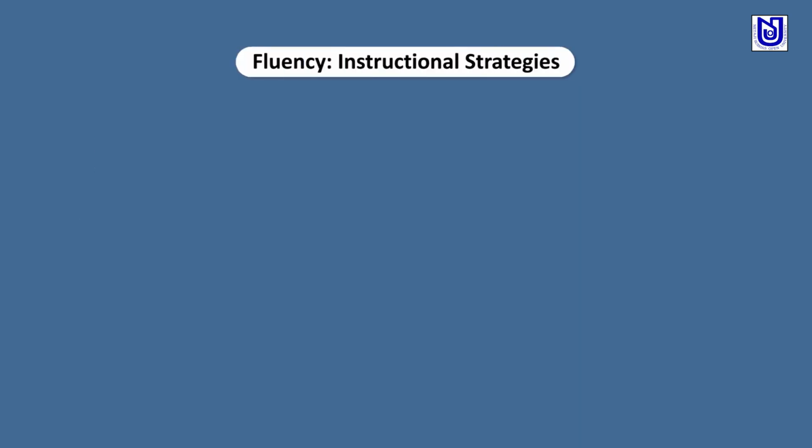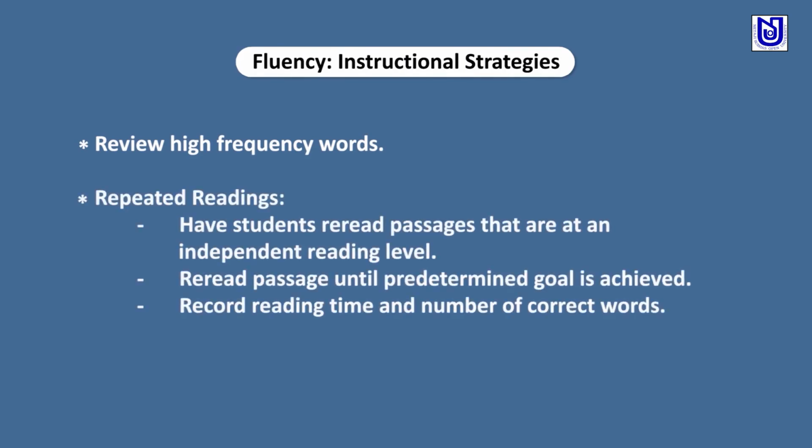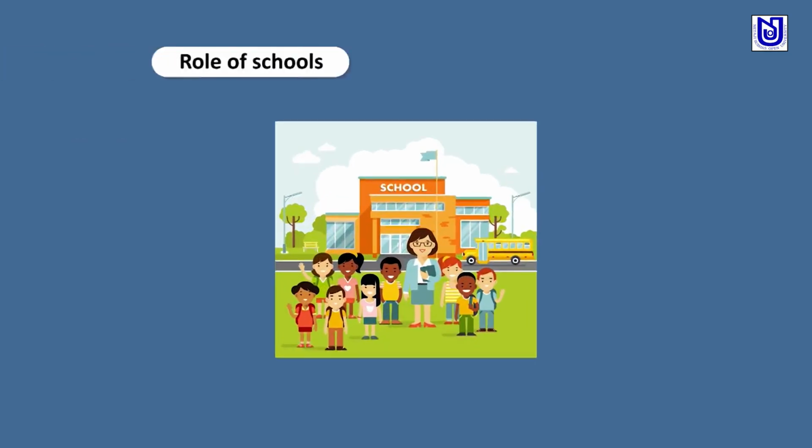For fluency, we have some instructional strategies like reviewing high frequency words. Then there is another strategy, repeated reading. Reading can be repeated; have students reread passages that are at an independent reading level. Then there is another technique: reread passages until a predetermined goal is achieved, and record reading time and number of words also.